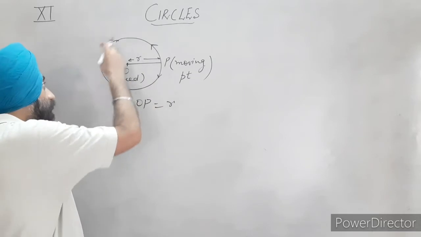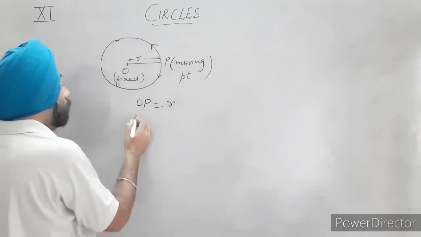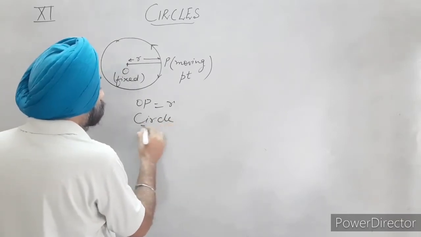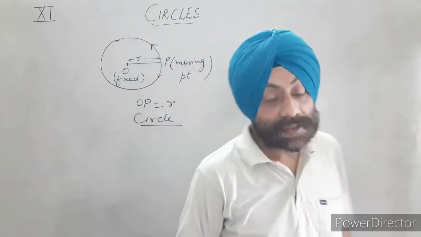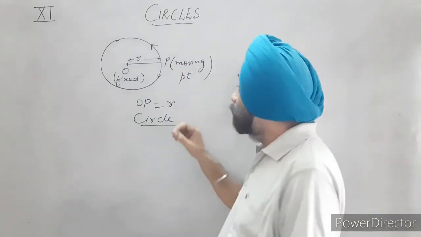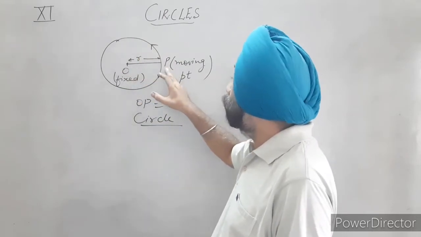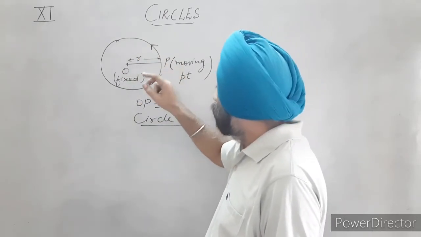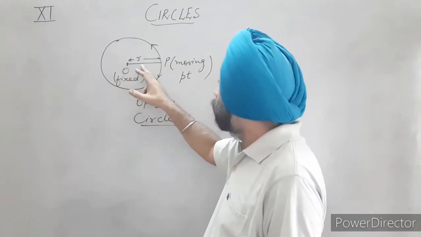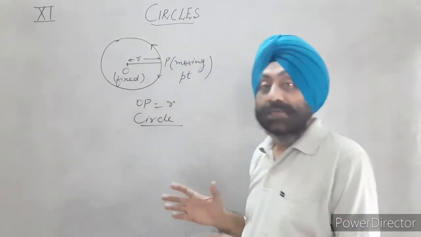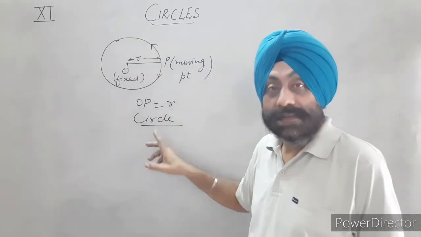What it will trace, the curve formed by this moving point will be a circle. In layman's language, I define a circle as the locus of a moving point such that its distance from a fixed point always remains constant. Then it will trace the curve or the path in the form of a circle.